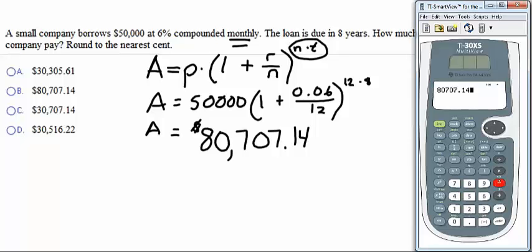So on our calculator, if we took $80,707.14 and subtracted the $50,000, we would get that the interest amounted to $30,707.14. So the correct answer in this problem was C. C is the correct answer. That is the amount of interest on that loan.